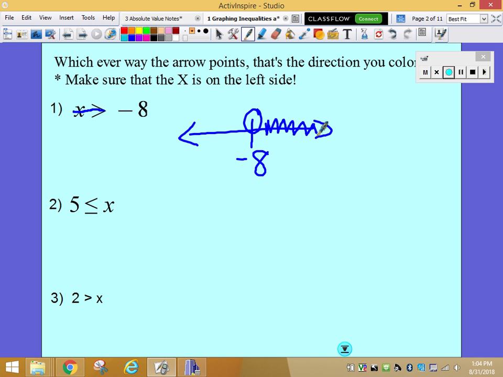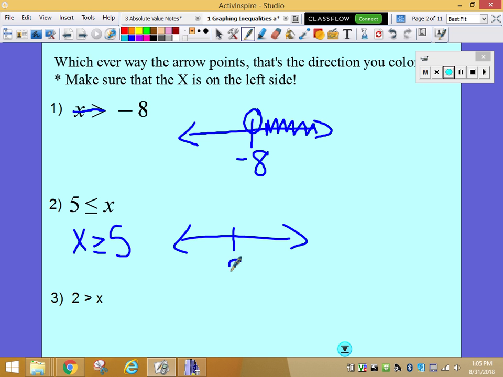First thing to do, make sure X is on the left-hand side. It is not. So I'm going to flip these. I'm going to put the X first and the 5 second. That's perfectly fine. You can flip these and just move them to the opposite sides. But the rule is, if you flip the X and the 5, you also have to flip your inequality. Okay? So let's graph this now.